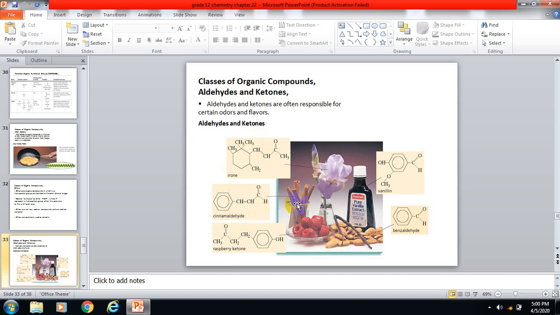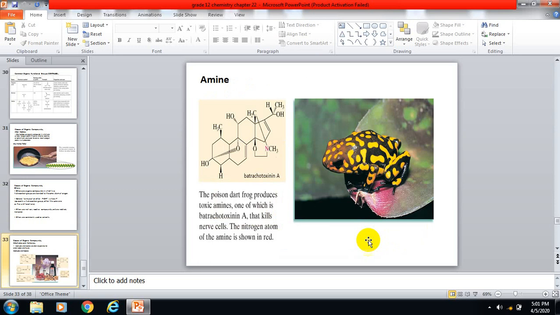Cinnamaldehyde, from the cinnamon. Raspberry, look at this raspberry ketone. I have a juice as well in my refrigerator here. Vanillin, look at vanilla, so vanillin. This is benzaldehyde, like for the almonds.